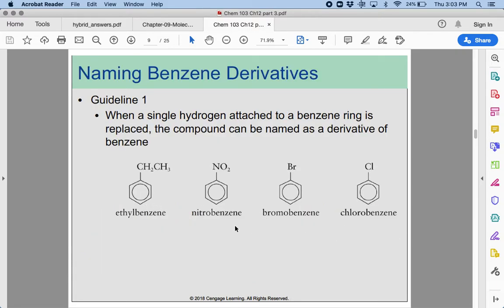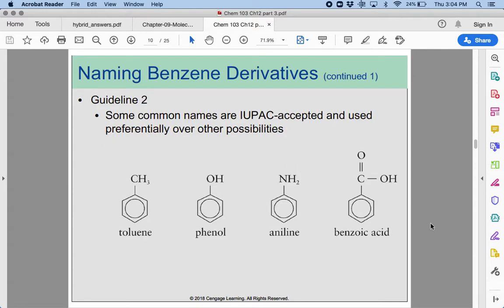Now, we do have some special names that we give to compounds that have a benzene ring attached to them. So when we have a single hydrogen attached to a benzene ring and one of those is replaced with something, we give it a new name, but we still keep the word benzene with it. So we could have ethylbenzene, nitrobenzene, bromobenzene, chlorobenzene. These all seem relatively straightforward. They can get a little more complex. Some of these have common names as well.